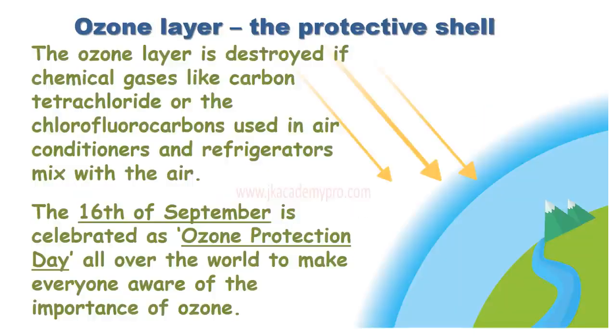The ozone layer acts like a protective shell. That is, it protects our earth. It is like an umbrella protecting all the living things, all the organisms, the whole of the earth. It is protecting us. Now, the ozone layer is destroyed if chemicals like carbon tetrachloride or chlorofluorocarbons used in air conditioners and refrigerators mix with the air. To know the importance of the ozone layer, 16 September is celebrated as Ozone Protection Day all over the world to make everyone aware of the importance of ozone.